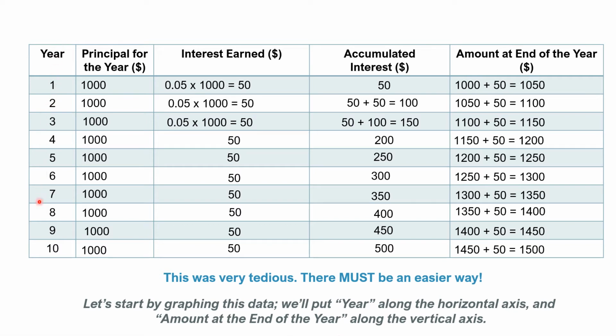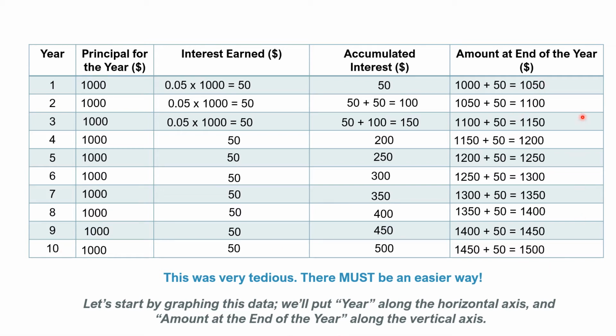We're going to put year along the horizontal axis. So that'll be your x-axis will be year. Your y-axis is going to be this number here, the amount at the end of the year. So think about how you want to set up your scale on your grid. Your years, you're counting from 1 to 10. So you can spread it out depending on how much space you have on your graph. You can spread it out a bit if you want to.